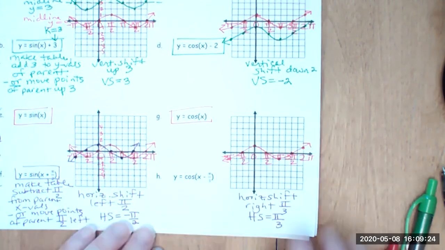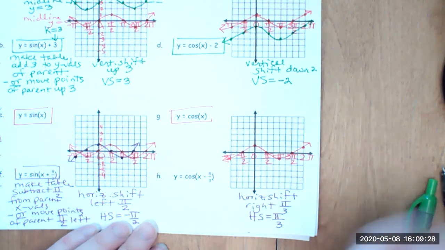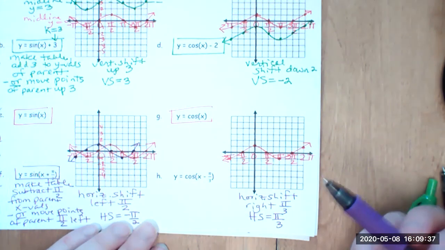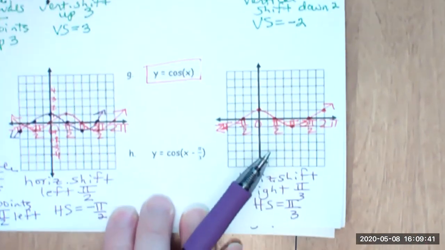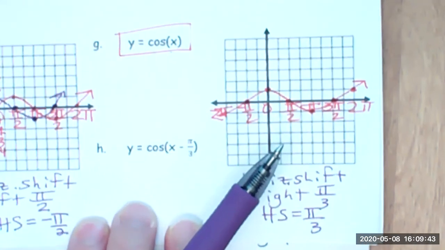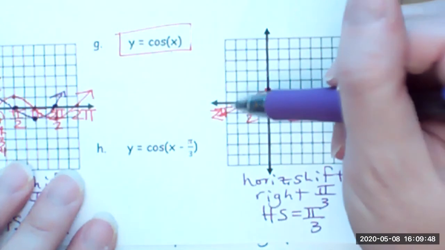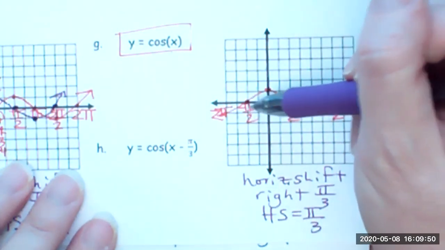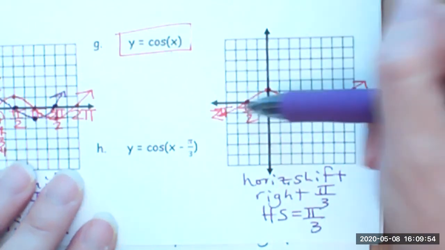Okay? So that means, again, I could either move my points to the right pi over 3, or I could make a table and add pi over 3 to the x values. Okay? Now, at first glance, you might wonder, and I'll zoom in a little bit on this, how am I going to move these pi over 3 because I don't have my graph labeled in terms of thirds of pi. I have them labeled in terms of halves of pi.